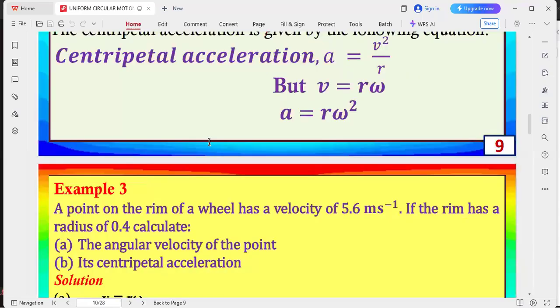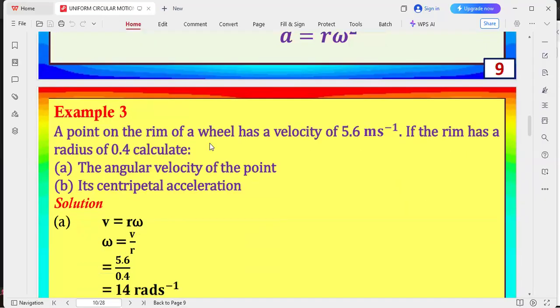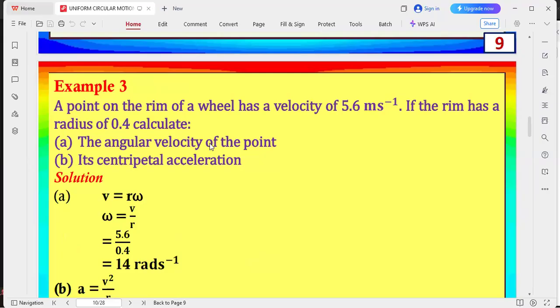So both of them apply. Let's look at this question. A point on the rim of a wheel has a velocity of 5.6 meters per second. If the rim has a radius of 0.4 meters, calculate A, the angular velocity of the point. So here we have v and r. So angular velocity omega will be v over r, which is 5.6 over 0.4, which gives us 14 radians per second.